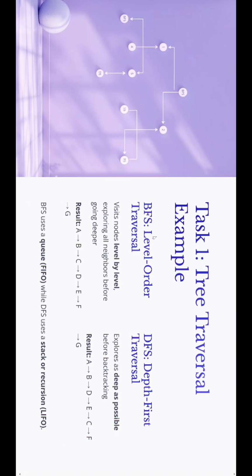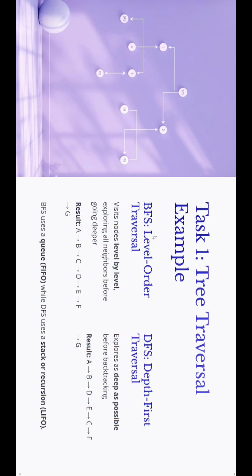Now let's understand this with a very simple tree example. We are starting from node A. First, let's talk about BFS. In BFS, the algorithm works level by level. So first it visits A, then it moves to B and C. After that, it goes to D, E, F and G. So the final order becomes A, B, C, D, E, F, G.